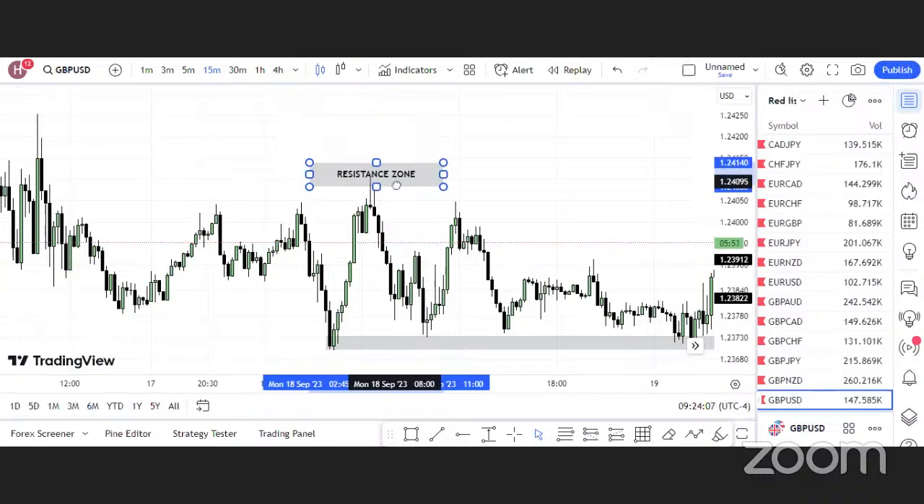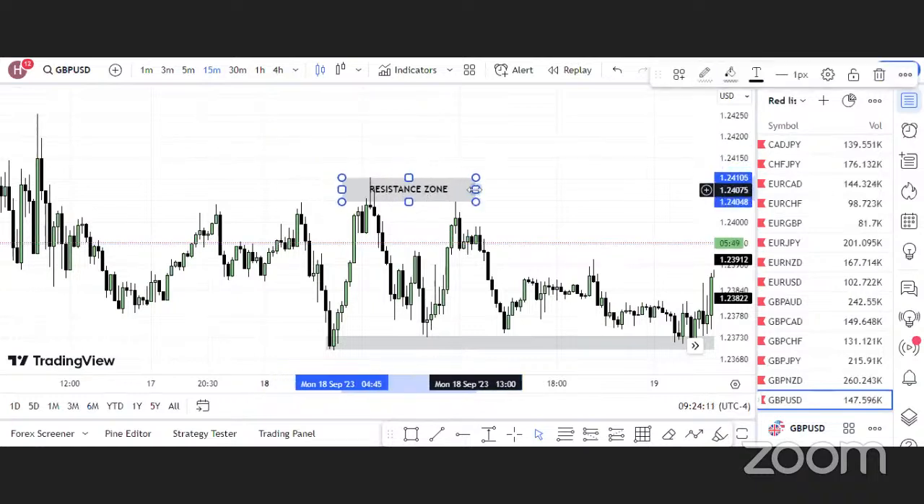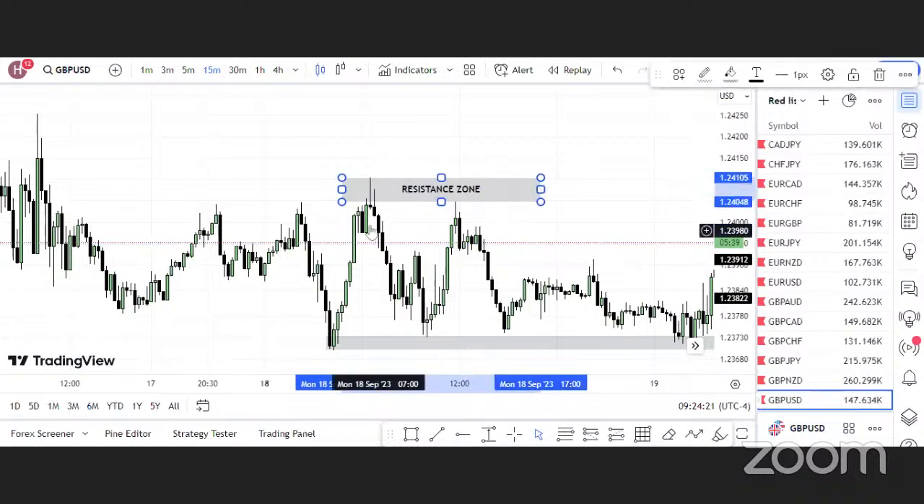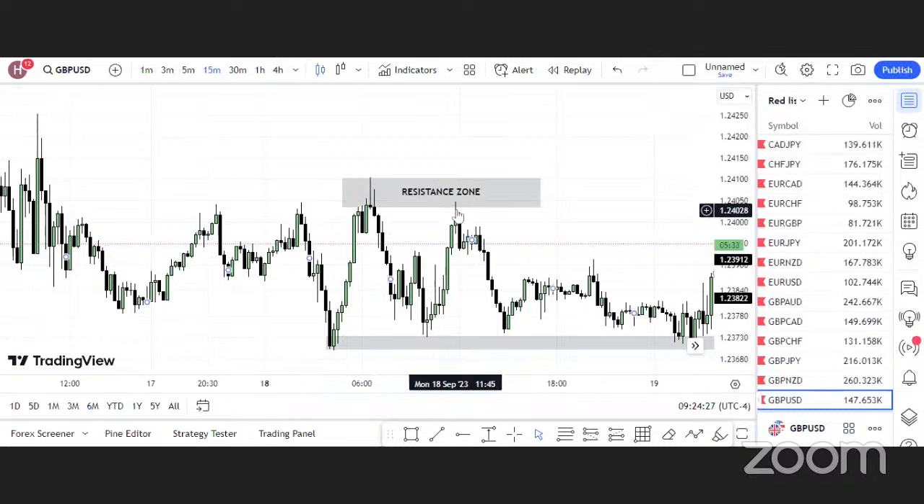So then I marked it out this way using my resistance box. You don't need to label it, just draw your box, because you already know this is where you are going to draw your resistance. Just draw your box and wait for the market to make a retracement back into that box. So this is where I would have entered the trade. This is where I would have taken the trade from after I got this rejection.